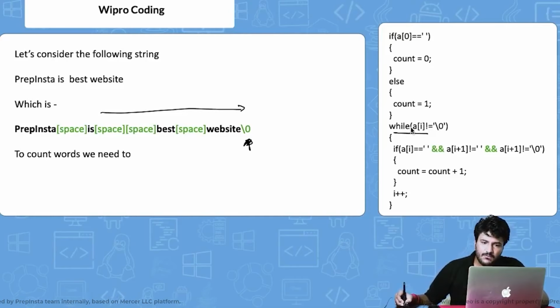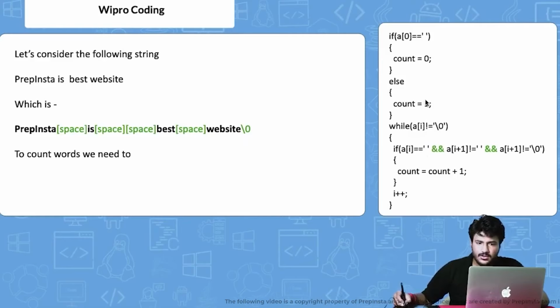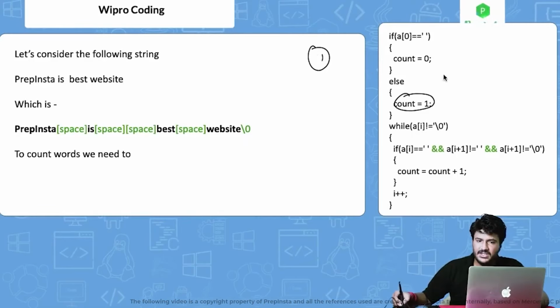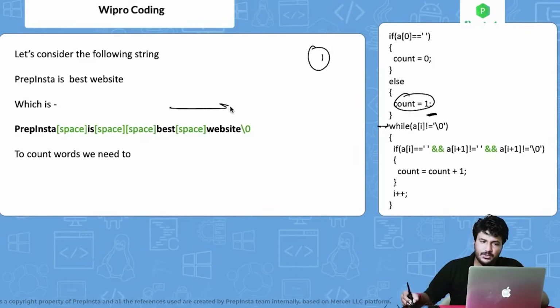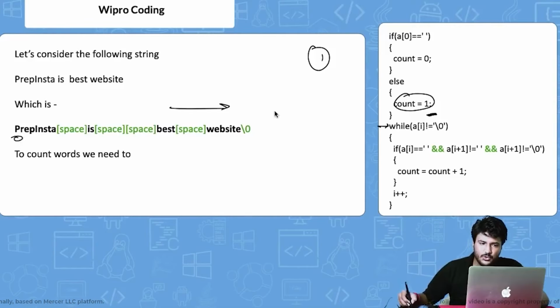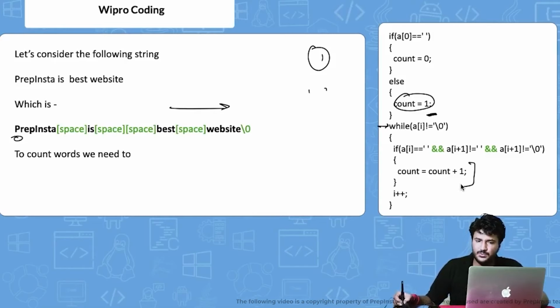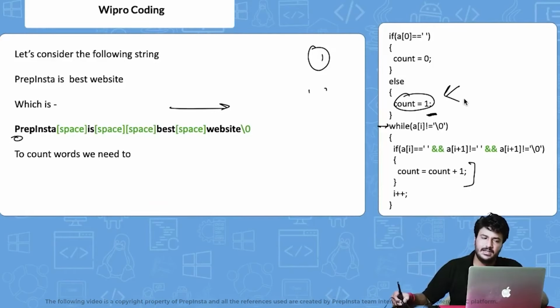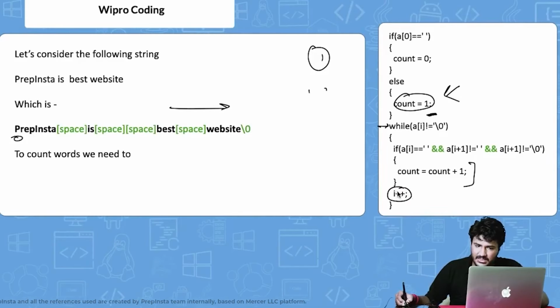So now, while a of i, it basically goes to the first P. Now the count is already 1, right? Because initially it went to the else and then it completed till here. Now it is going to the while loop to iterate upon the whole string. Now it is saying, if a of i, that is, initially i is 0, is equal to space, which is not true, right? Then do count equals count plus 1. Obviously the count will not increase as of now, because we have already counted 1 here. It will not execute this if, it will go to i plus plus here, right?